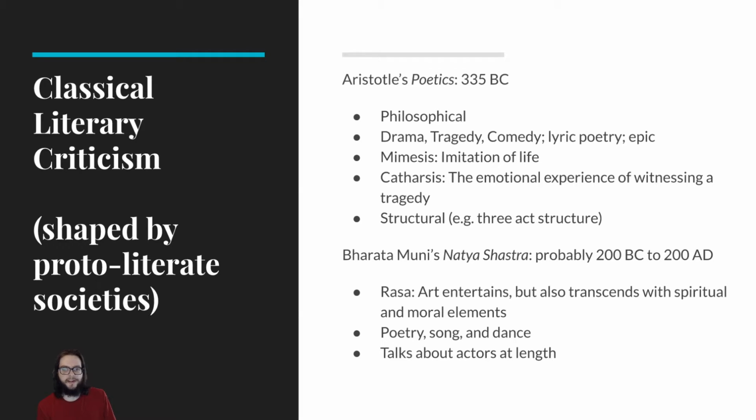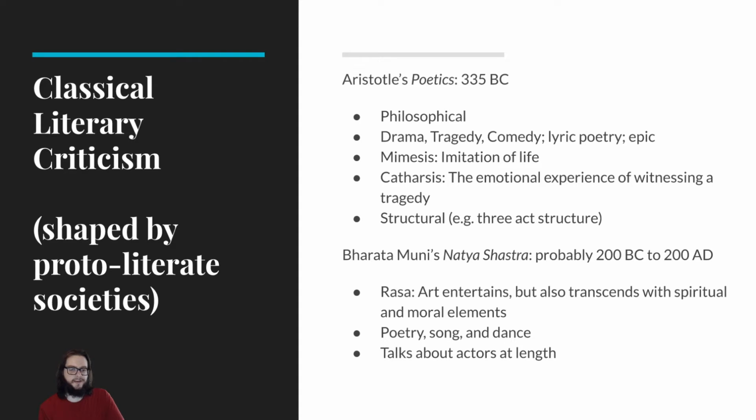Then we have the Natya Shastra, which was probably written somewhere from 200 BC to 200 AD. It might predate the Poetics, but that seems unlikely. There's a 300-year window on either side of that. 200 BC to 200 AD is when we have a complete copy of it, but we don't know if there's other origins going in other directions for the actual origin.